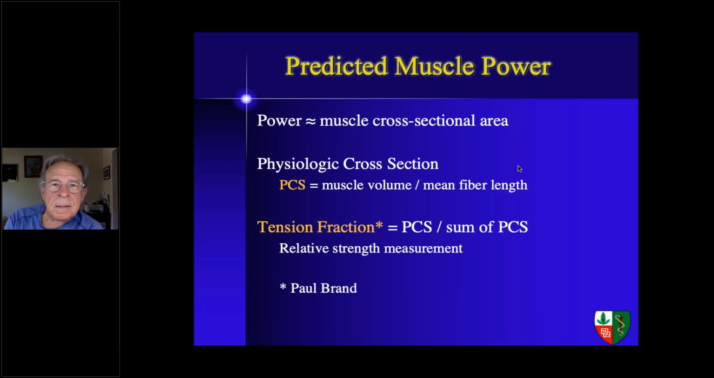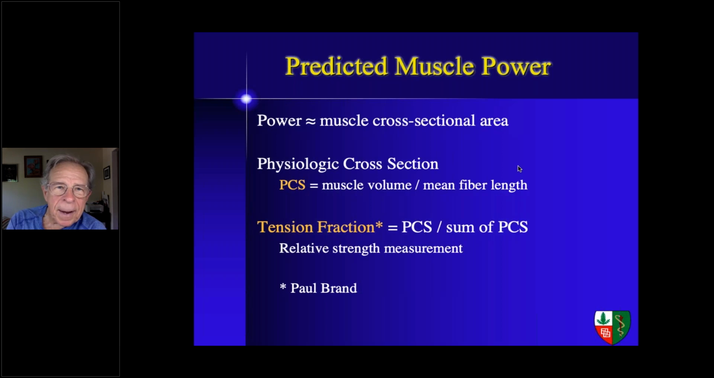So we can predict muscle power based upon the cross-sectional area of the muscle. It's hard to measure all of this. So the physiologists have come up with this term, the physiologic cross-section, which is the muscle volume, which is easy to measure. Take the muscle out and drop it in some water and measure its volume. And then the mean fiber length. And this gives this physiologic cross-section.